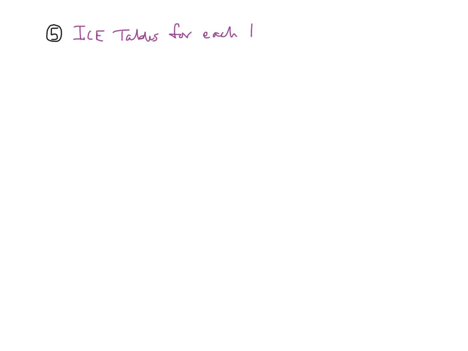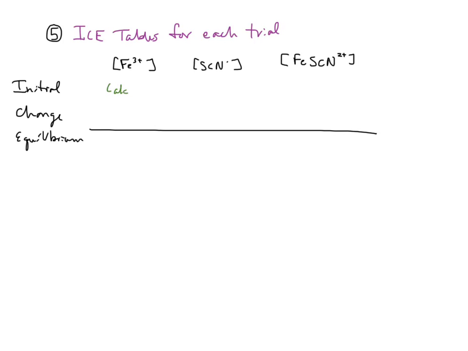Calculation 5 is to make 4, count them, 4 ice tables, an ice table for each trial. You can do it. Okay, so ICE stands for initial, change, and equilibrium concentrations. You have your initial concentration of iron 3 from calculation 2, and your initial concentration of thiocyanate, which was different for each of your 4 trials, from calculation 3. No blood red to start with, right? But you got the equilibrium concentration of your complex from your absorbance, and that was calculation 4.